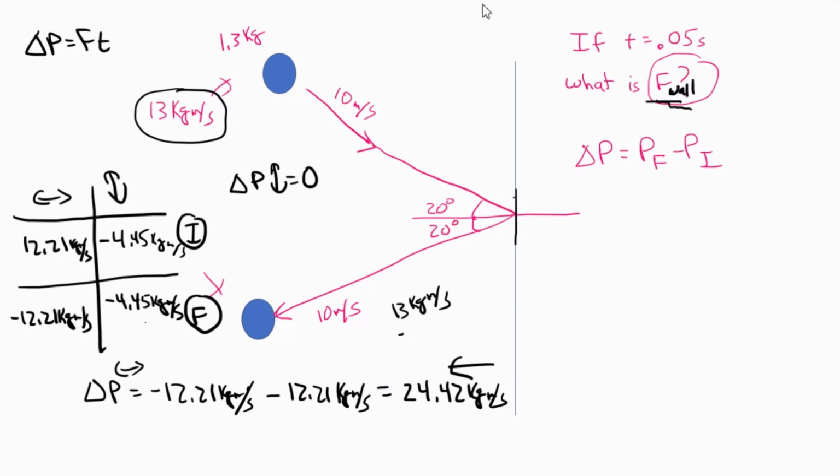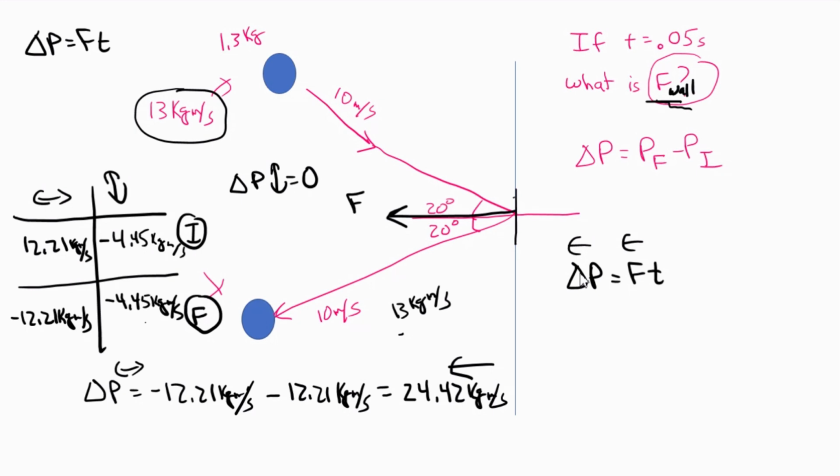Which makes sense because the change in momentum equals force times time. So if the impulse is to the left, then the force must be to the left. So the force that acts on the ball must be a force to the left.